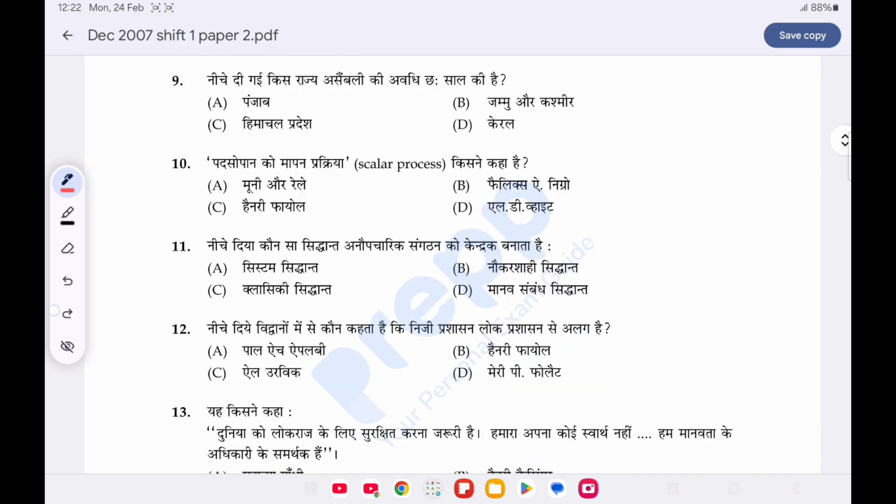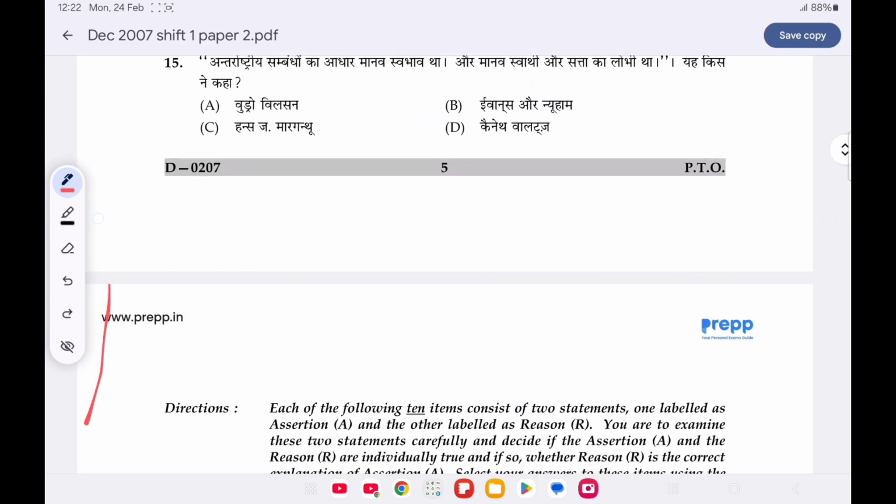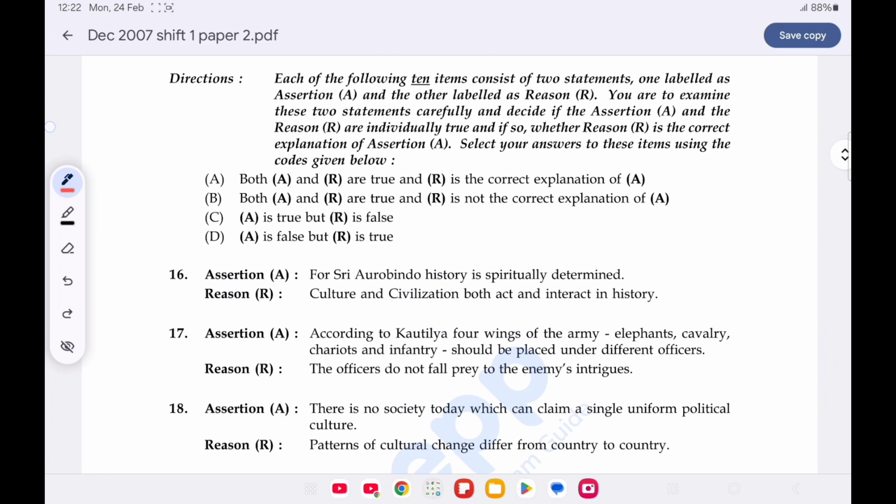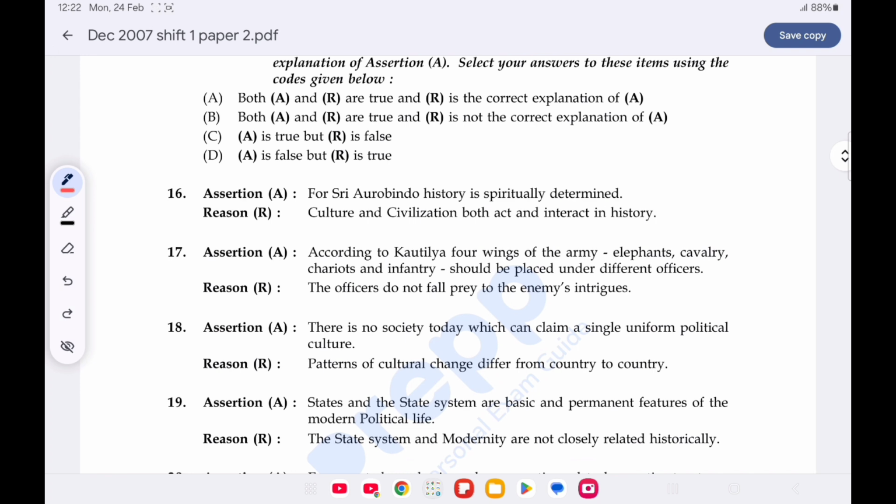Question number 16. Assertion reason. For Sri Aurobindo, history is spiritually determined. Reason, culture and civilization both act and interact in history. Option B is correct. Both are true but not the correct explanation. Now next question.